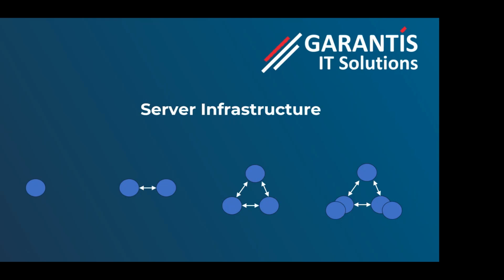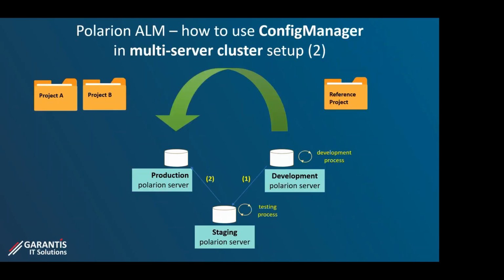Then we can have more complex configurations where you have a production, test, and integration server. And we also support cluster environment when you have multiple servers working with the same SVN. This is a classical example where you have multi-server cluster setup. And then on the right side, you can see we have a development Polarion server where we perform our development of project templates. We update workflows, permissions, and so on.